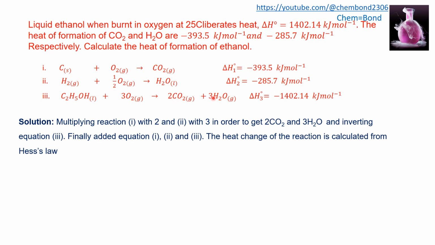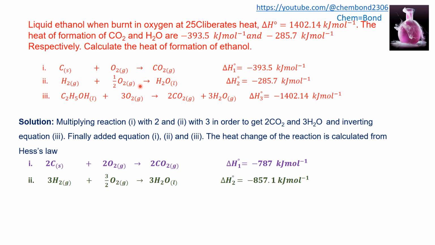Carbon dioxide and water will be shifted towards the reactant side, and ethanol and oxygen will be shifted towards the product side, and also we will reverse the sign of enthalpy to plus. So here the 2 moles of carbon will combine with 2 moles of oxygen and produce 2 moles of carbon dioxide. This term will also be multiplied with 2. We will get minus 787 kilojoule per mole.